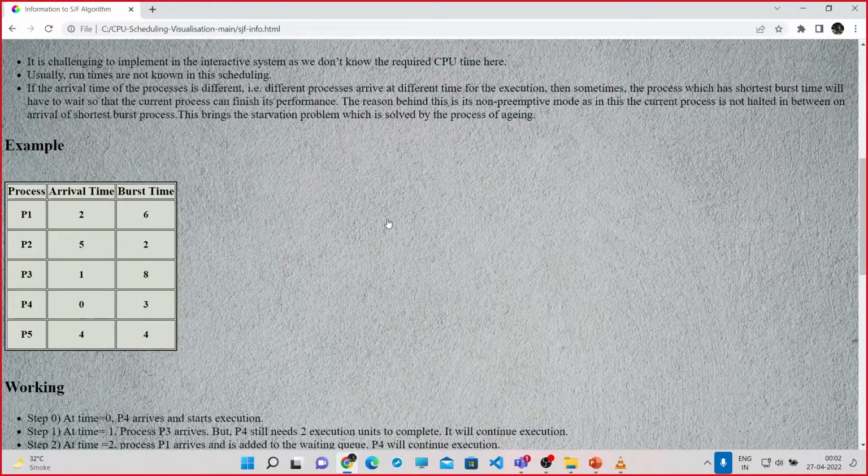Suppose there are 5 processes. P1 has arrival time 2 minutes and burst time 6 minutes. Process P2 has arrival time 5 minutes and burst time 2 minutes. P3 has arrival time 1 minute and burst time 8 minutes. P4 has 0 and 3. P5 has 4 and 4.